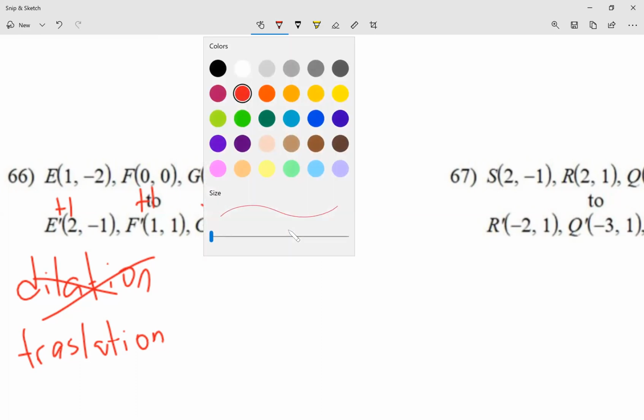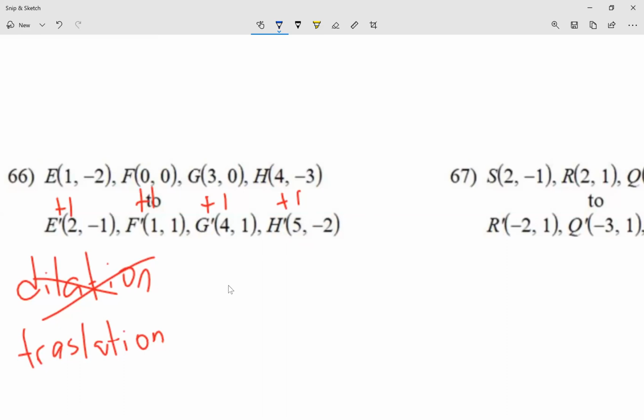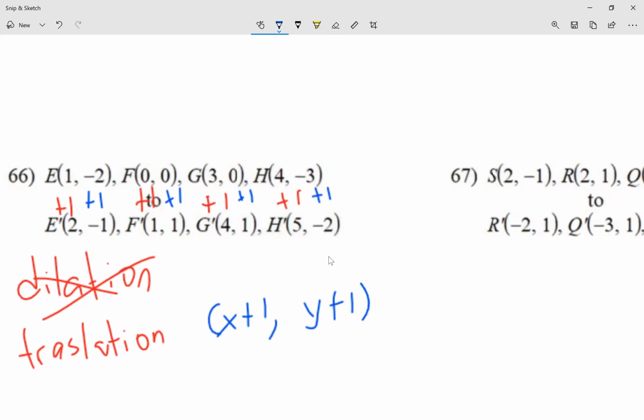Now for my y values, I'm thinking, okay, what do I do for -3 to make it -2? Well, it seems like I add 1 as well. And I even take a look at all my other points. And yeah, it seems like I do add 1 as well. So it's going to be translation, x plus 1, y plus 1. I added 1 to the x's and I also added 1 to the y's. In words, I will say 1 unit to the right, 1 unit up.